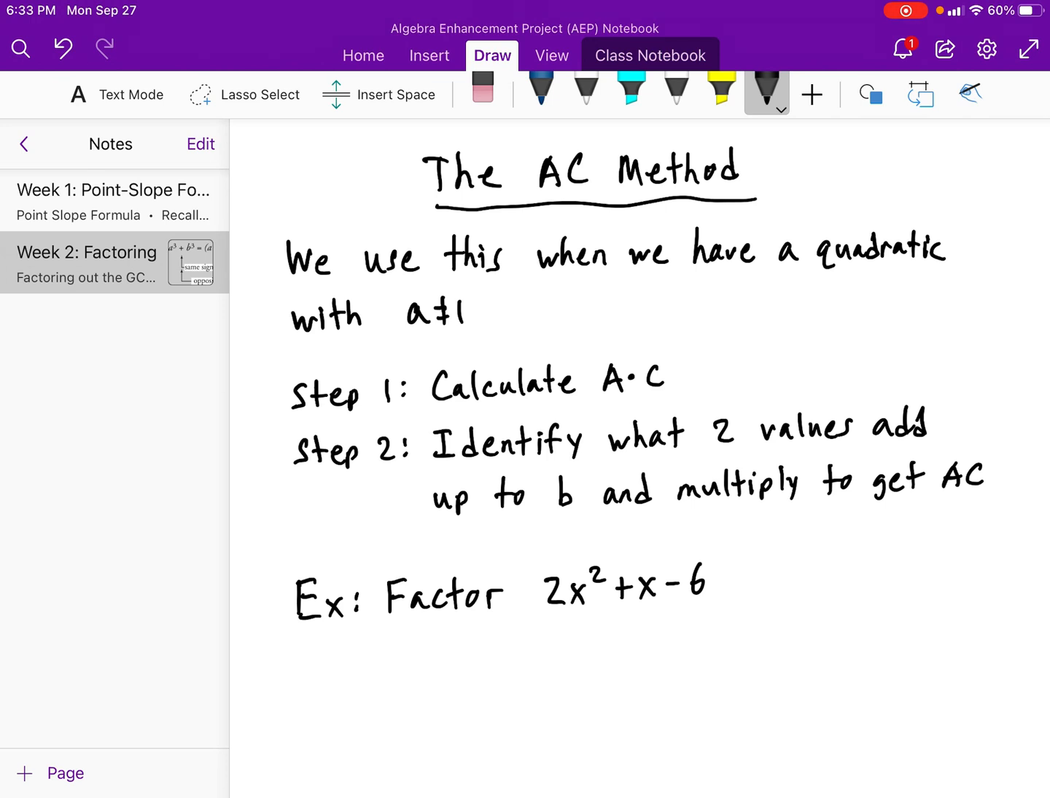Well, we want to use this method whenever we have a quadratic expression where our a is not equal to 1. Now remember, a quadratic is of the form ax squared plus bx plus c. Normally in the previous videos, we saw examples of how to factor quadratics where our a was equal to 1. This time, we're going to learn how to factor quadratics when our a is not equal to 1. So we have our example at the bottom. We want to factor 2x squared plus x minus 6.